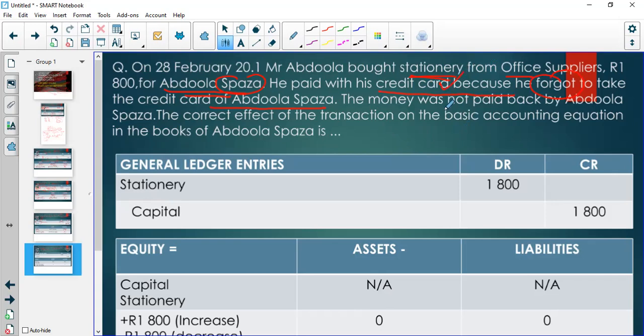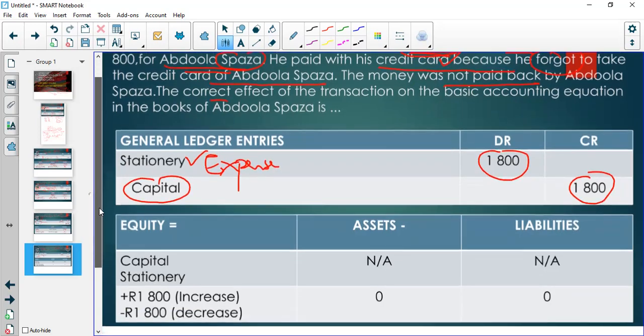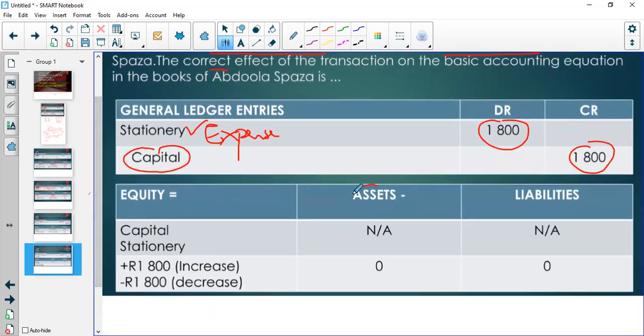All right. But then he was not refunded his money. So in other words, it's a contribution he made to the business. All right. So if it is contribution, then it's always capital, which has to be credited. And then the form of the contribution was stationery. So you have to debit stationery. And remember, stationery is an expense.